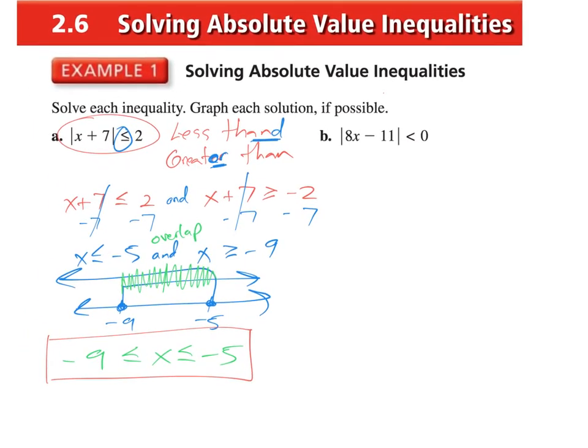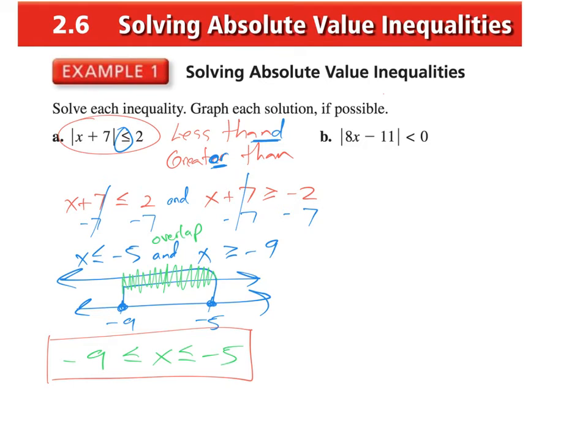Now going to part B. Same deal. 8x minus 11 is less than 0, and 8x minus 11 is greater than, you could say negative 0, but there is no negative for 0. But we still have to look at the negative case, so we flip the sign. Once again I'm looking at the sign. It's less than, so I'm using "and" to connect the inequalities. Let's solve both of these.